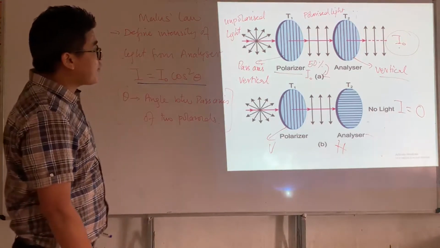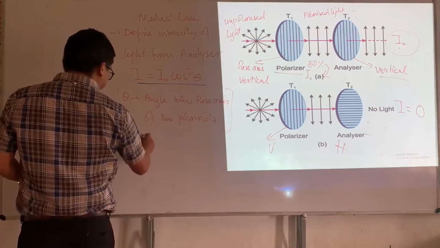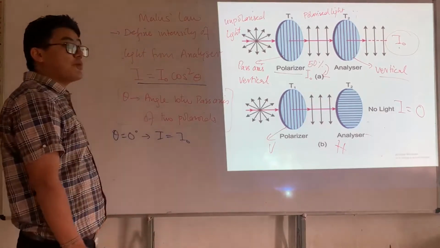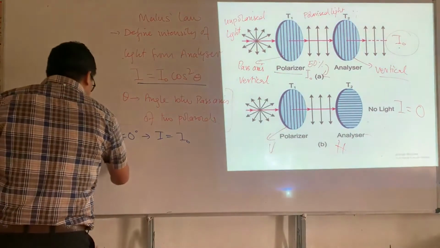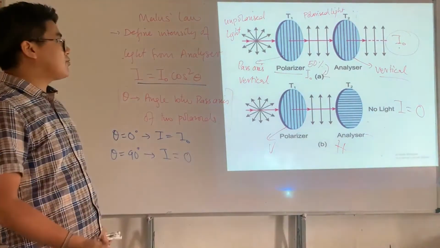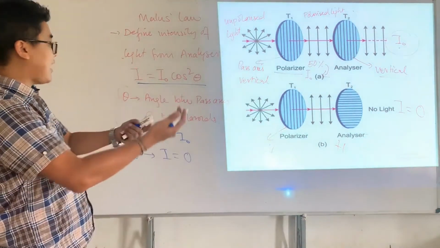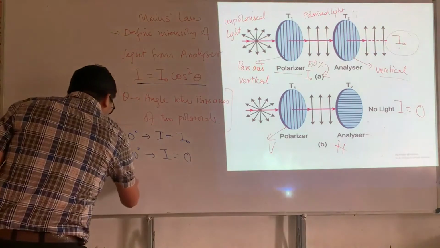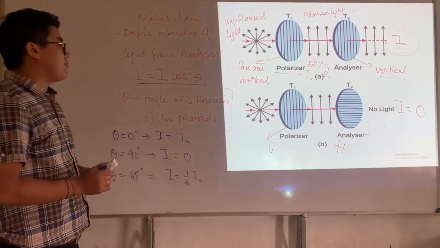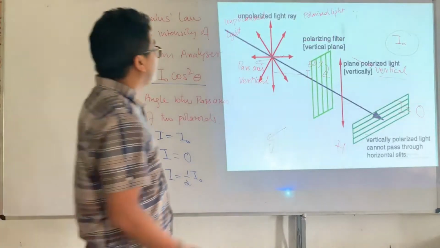Now, therefore, what we have is if theta is 0 degree, then I is going to be I naught. And if theta is equal to 90 degree, then intensity is reduced to 0. Why? Because the analyzer will not allow polarized light to pass through it, because it is 90 degree, right? And if theta is equal to 45 degree, it will allow half. That is a very important part. This is what I have here.